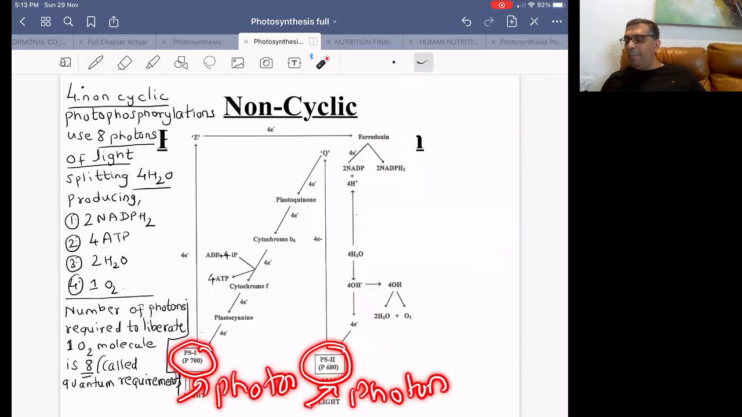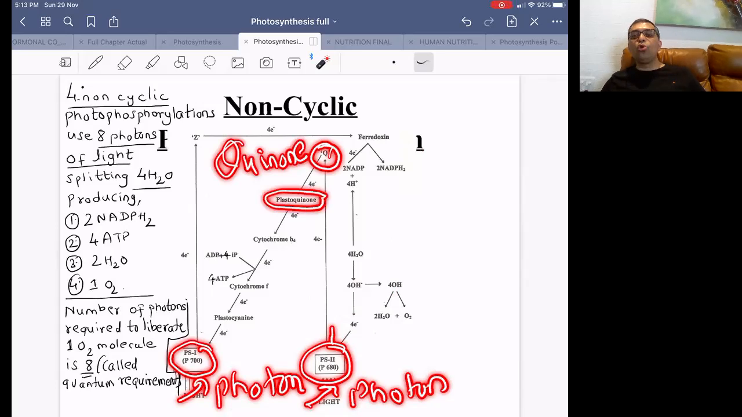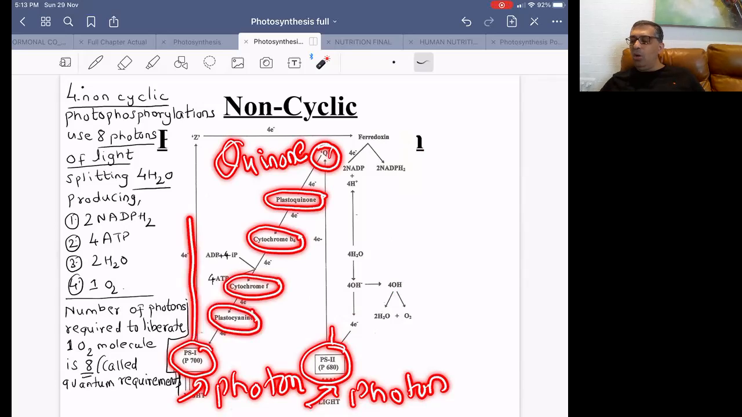The electron emitted from PS2 is accepted by Q. Q is quinone, and quinone से electron will go to plastoquinone. From plastoquinone to cytochrome B6, then to cytochrome F, and then to plastocyanine. But in the meantime, PS1 also releases its electron, which is accepted by Z. And from Z, it is accepted by ferridoxine.